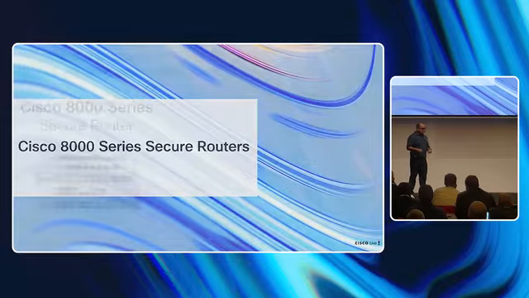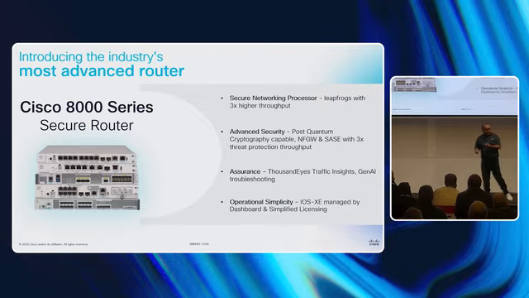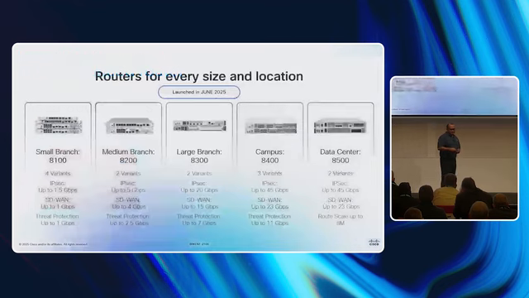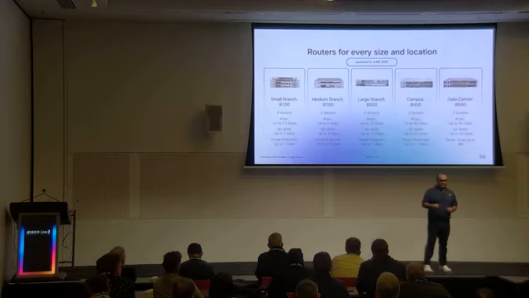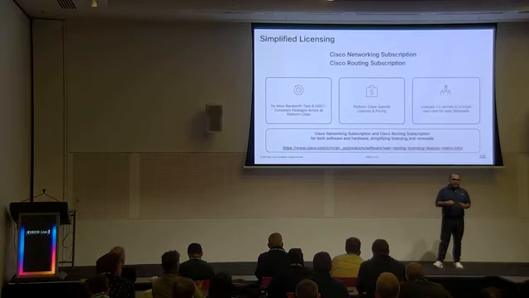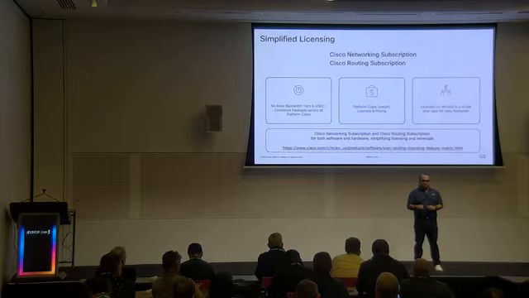Quick note on the 8000 series routers. We introduced the industry's most advanced router a couple of months back, which has inbuilt AI engines as well as post-quantum cryptography capability. If you're interested in knowing more about PQC, you can visit us at the demo booth as well, or put your question in the WebEx space. I'll be happy to answer that. And we have introduced a router for every size and location, from 8100 all the way to 8500, and simplified the licensing model as well. If you're familiar with the earlier model, this is much more simplified.